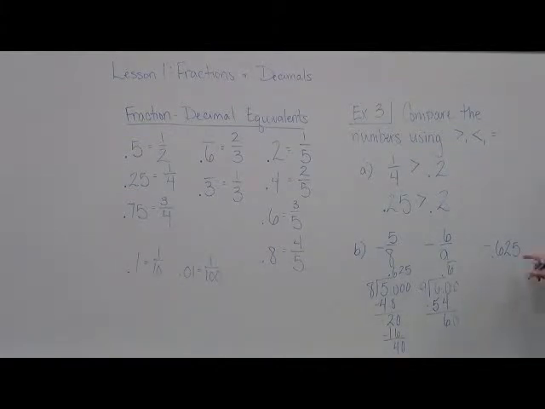So we're comparing a negative 0.625 and a negative 0.6 repeating. This one is ever so slightly smaller because it's more negative. So that means that this is going to be bigger than negative 0.6 repeating.